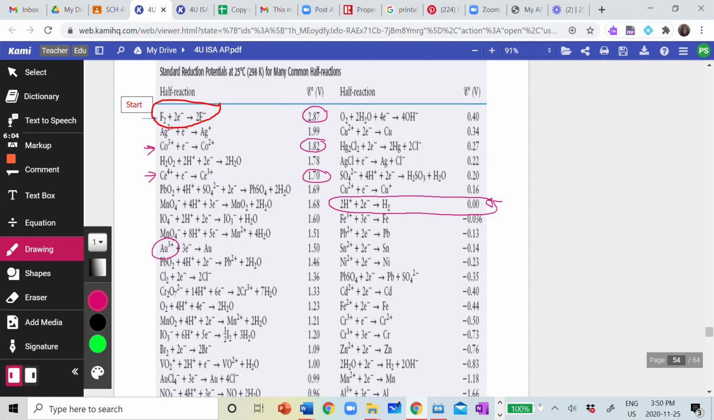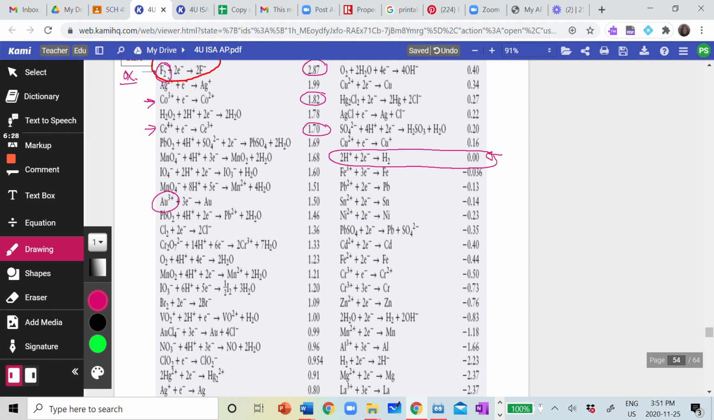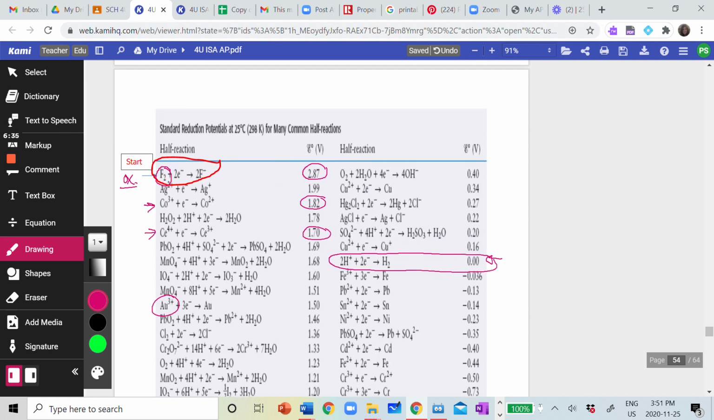I want to also use some other terminology here. Fluorine here has the greatest tendency of everybody on this list to be reduced. It experiences reduction. And it has the greatest tendency to experience reduction. Remember that the substance that experiences reduction is the oxidizing agent. So everybody on the left side of the reaction, I apologize, of the reaction, so left side, everybody on the left side of these reactions would be oxidizing agents.